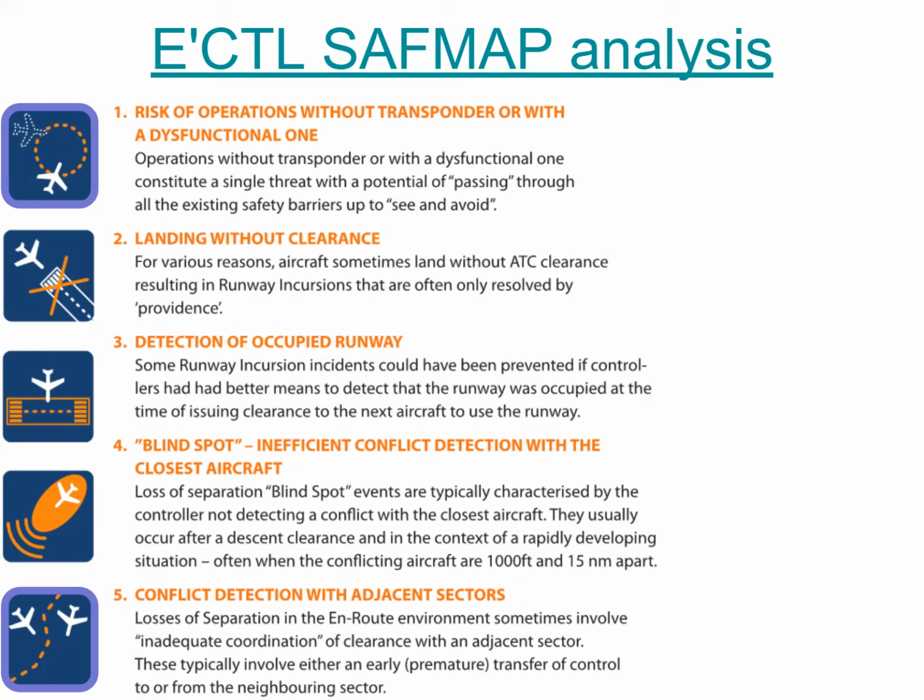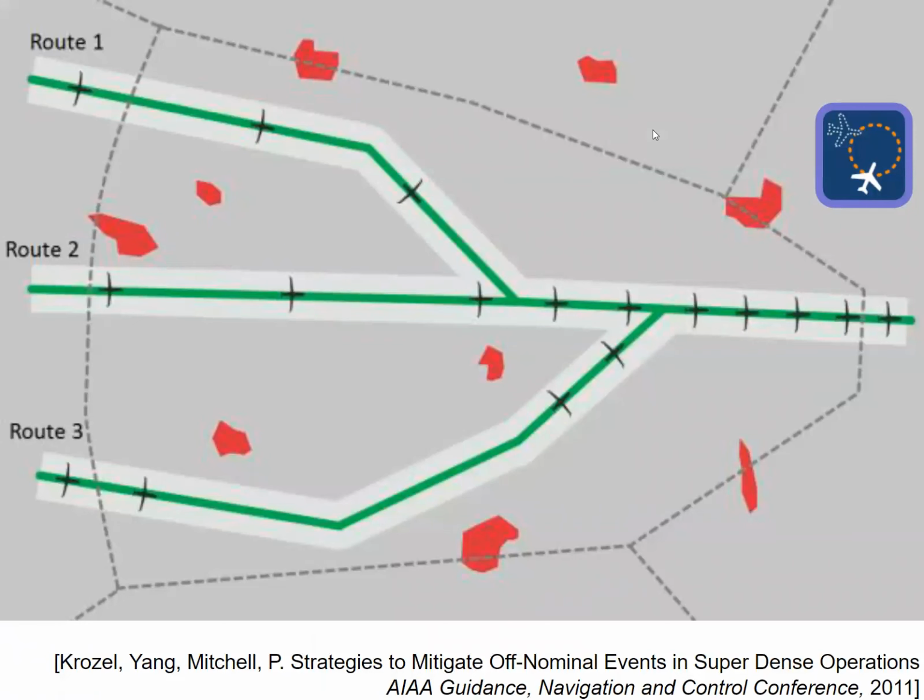And it's quite important and quite risky if two controllers, one monitoring the aircraft in one sector, the other in an adjacent sector, and the aircraft which are close to the boundary between the sectors are actually close to one another, but the controllers don't know about that. So we will look at these two safety risks.